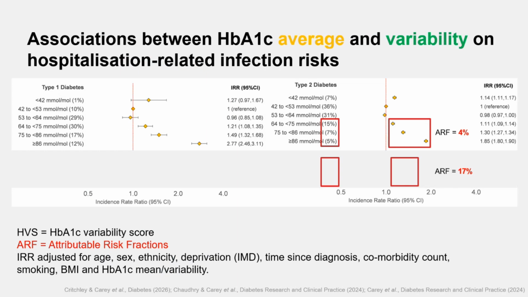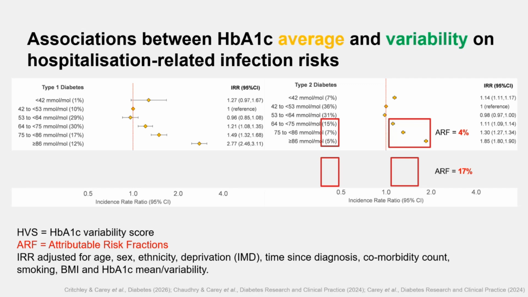We then wanted to try and understand both glycemic control and its effect on infection risk. And here we looked at hospitalization-related infections only in type 1 and type 2. So type 1 diabetes over here, type 2 diabetes on the right. And here we've got increasing average HbA1c level, and then the incident rate ratios for infections. For both type 1 and type 2 diabetes, independent trends of increasing infection risk were seen with higher average baseline HbA1c levels, and also with visit-to-visit variability in HbA1c.